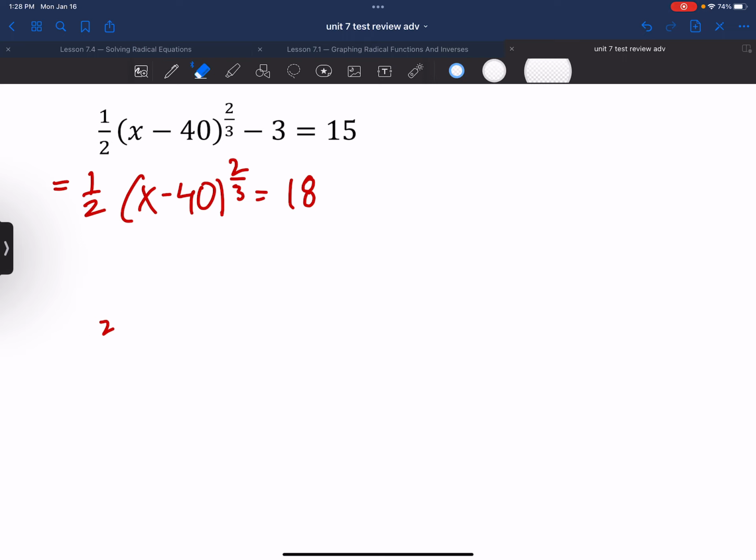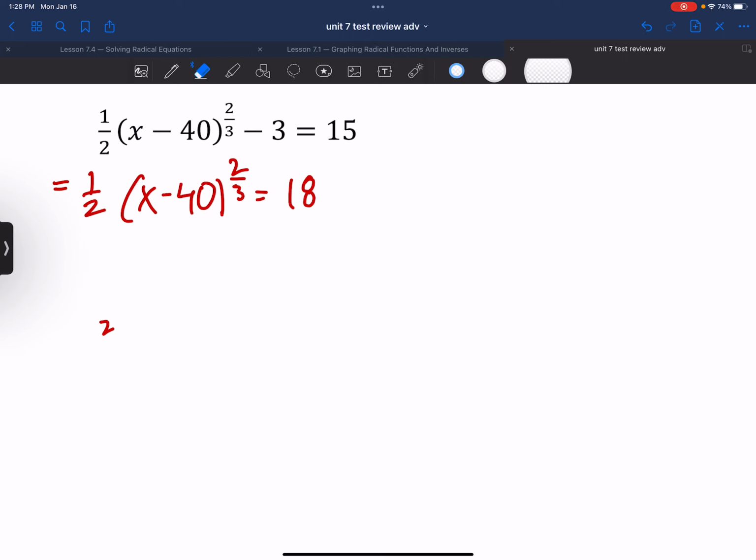Both work. Therefore, x equals 256 and negative 176. Both are true. And done. Beautiful. That's not that bad.